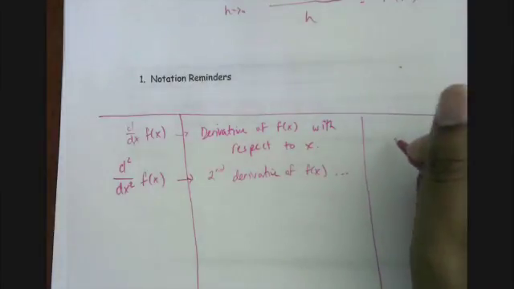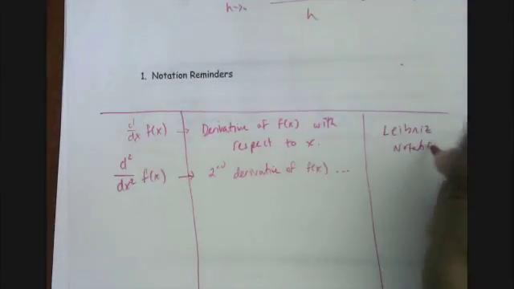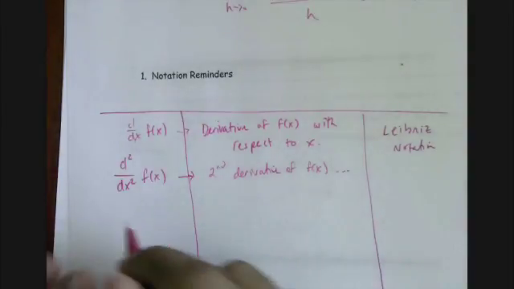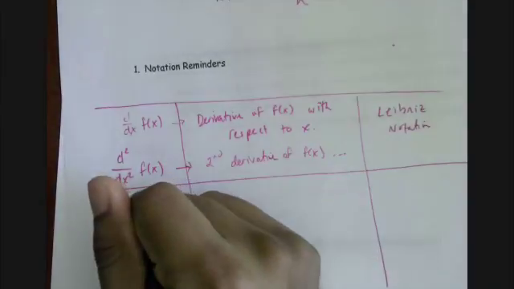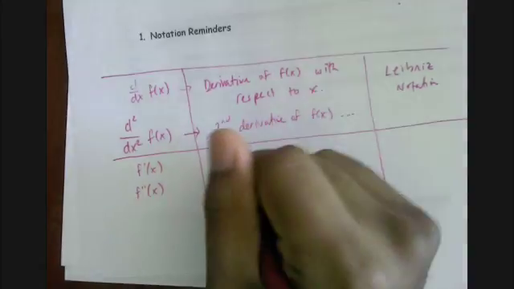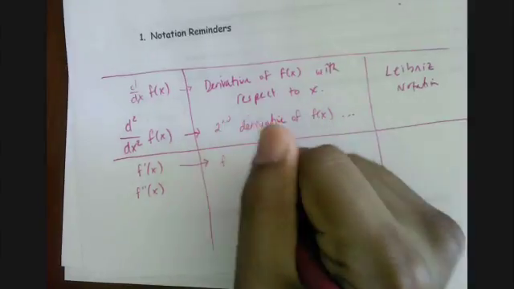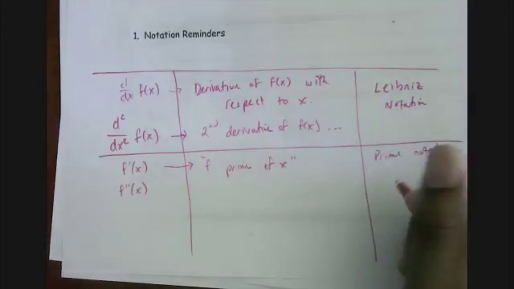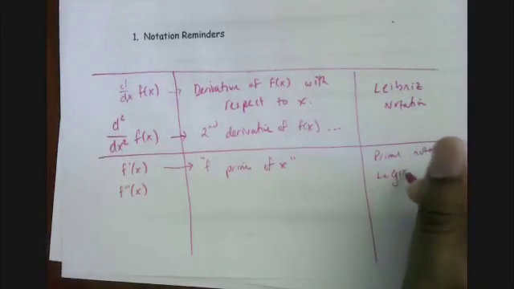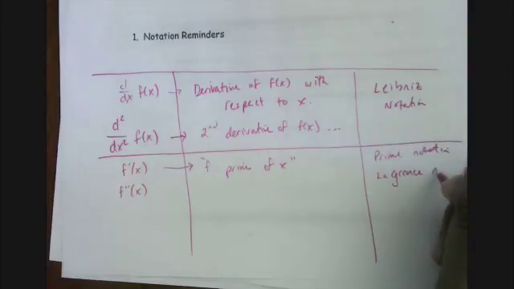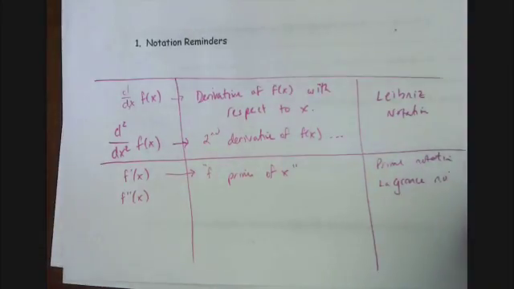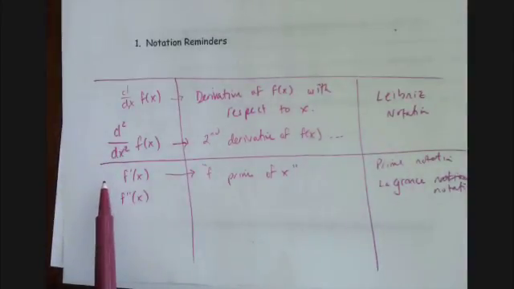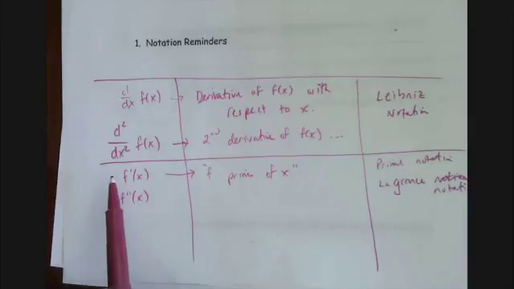This notation is called Leibniz notation, named for a famous mathematician, Gottfried Wilhelm Leibniz of the 17th century. The second most popular notation you're going to see is f prime of x. Again, the way we say this, we say f prime of x, and this is called prime notation. It's also called Lagrange notation for a famous mathematician, Joseph Louis Lagrange. These are the two major types of derivative notation you'll see on the AP test. They're the only two types of derivative notation you'll see.